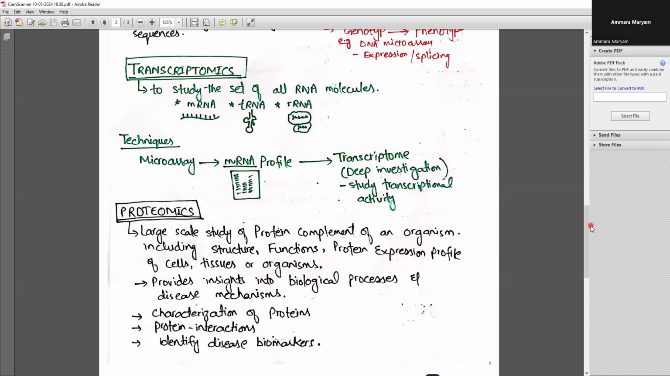और लो एक्सप्रेशन. So the information regarding the protein expression profile of the cells, tissues, and organisms that basically provides understanding of the biological processes and the disease mechanisms for the particular disease. So proteomics is the large scale study of the protein complement of an organism, including their structure and function. That is the functional proteomics.